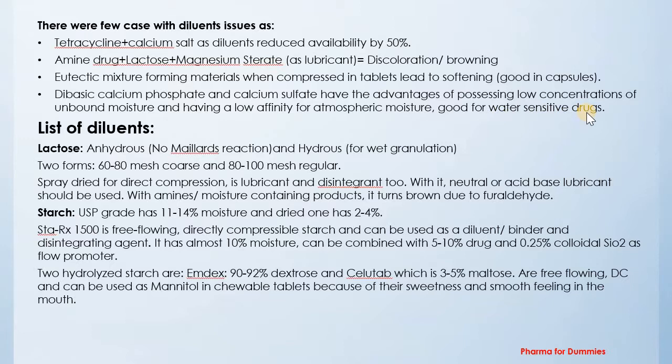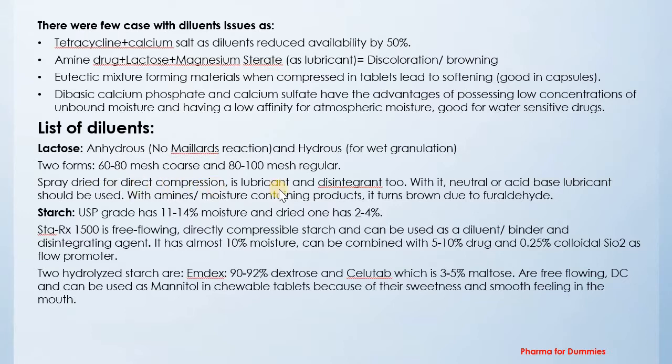The list of diluents which are usually added are: first, lactose. Lactose is available in two forms, anhydrous and hydrous. Anhydrous form has no Maillard reaction, which is the reaction that leads to discoloration or browning, and the hydrous one is usually used for wet granulation. The two other forms are 60 to 80 mesh coarse form of lactose and 80 to 100 mesh, which is regular. Spray dried lactose is good for direct compression.